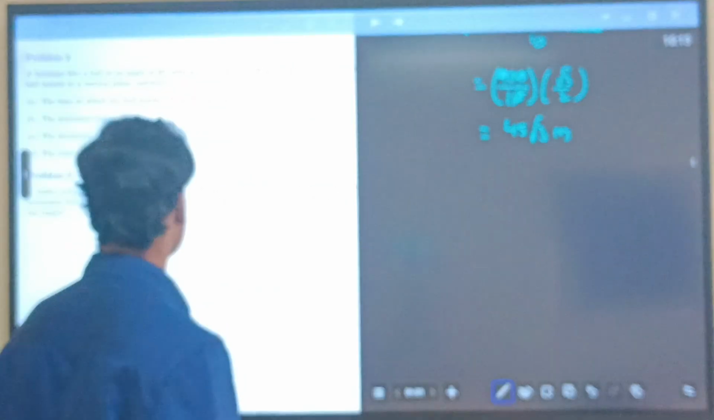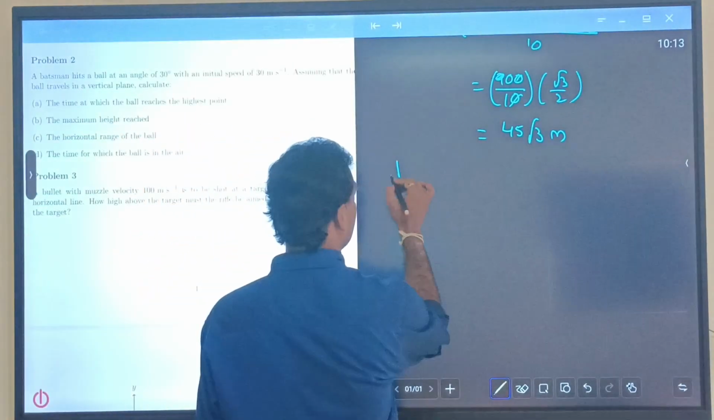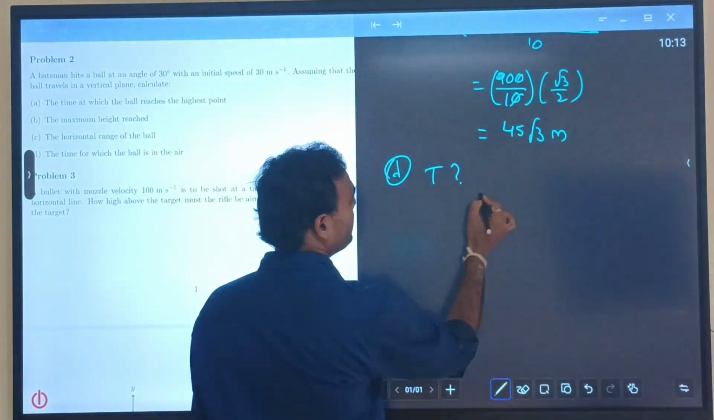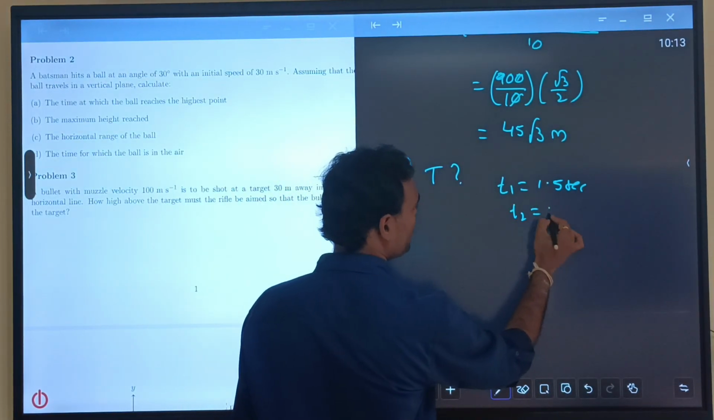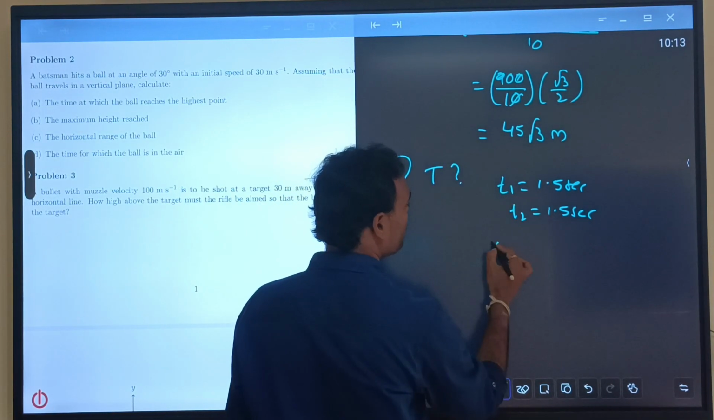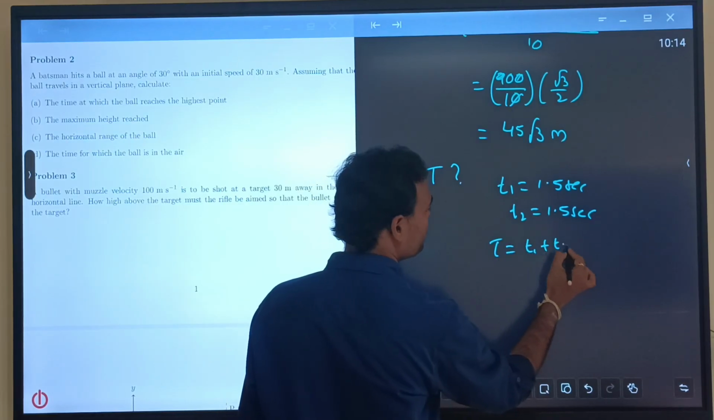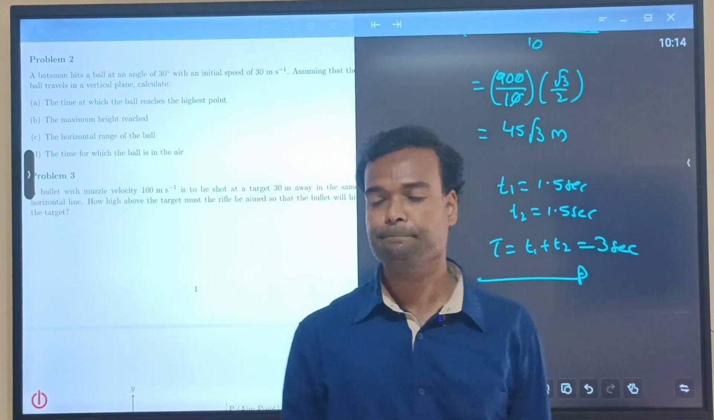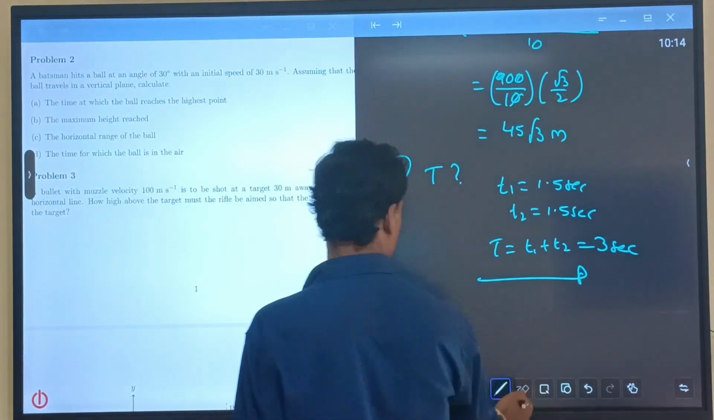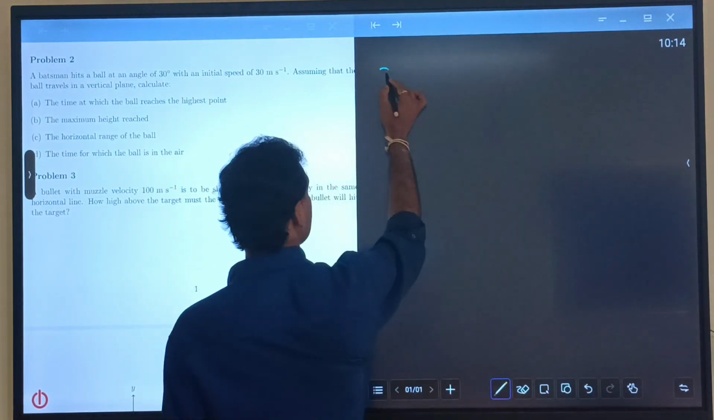And the fourth one is the time for which the ball is in air. So that is the time of flight they are asking. We know T1 value is 1.5 seconds, and obviously T1 is equal to T2, which means 1.5 seconds. Total time is equal to T1 plus T2, which is equal to 3 seconds. Clear? Right. Then let us go for the third question.